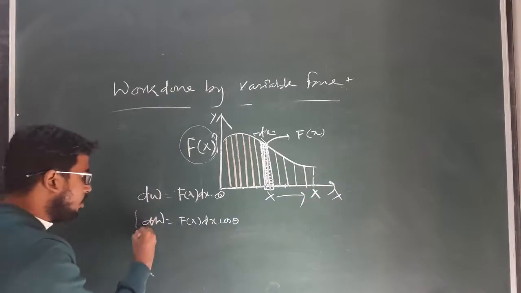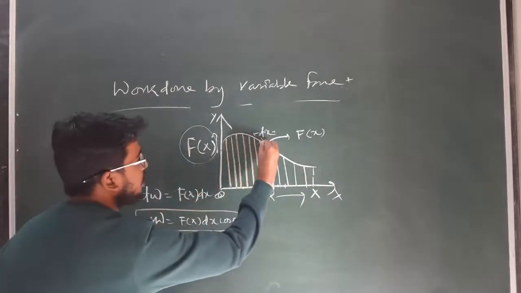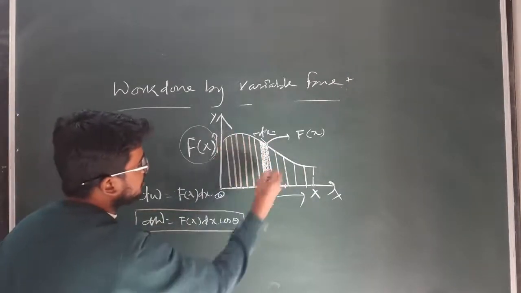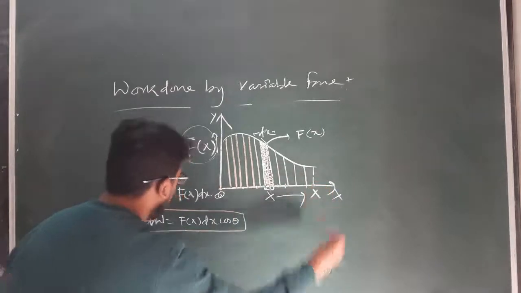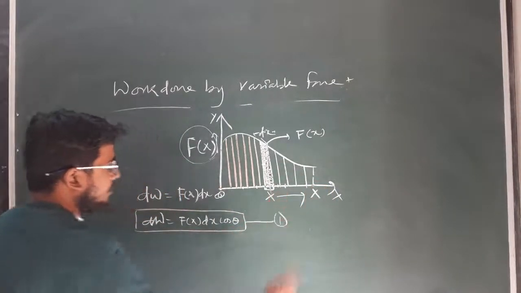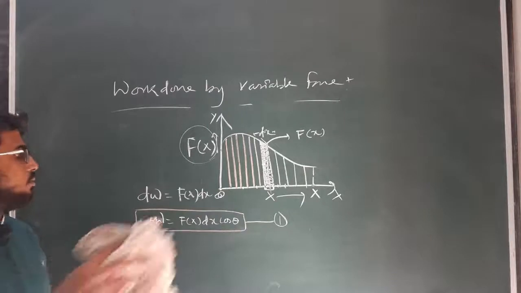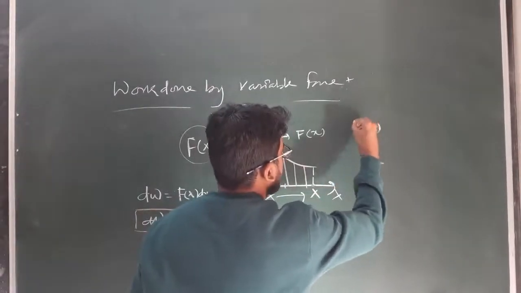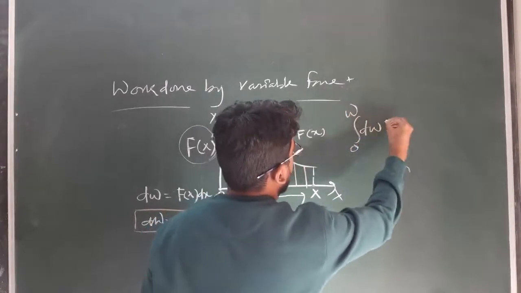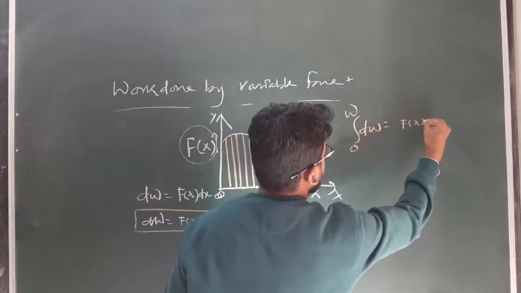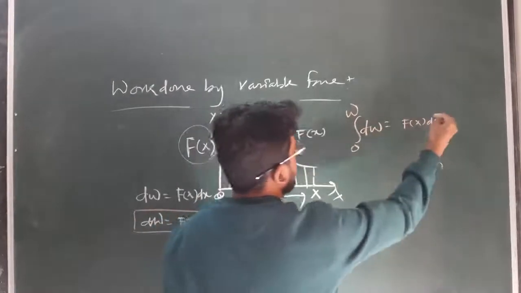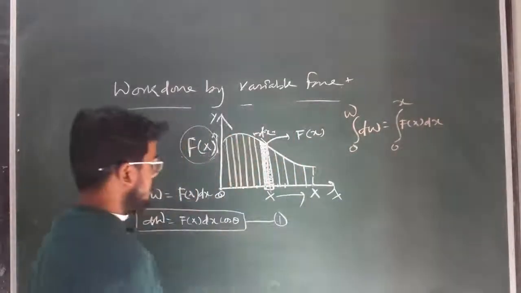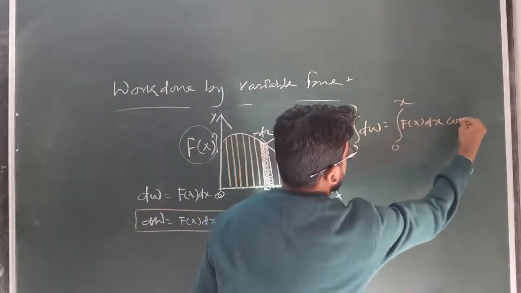So this is the amount of work done dW for this small given region dx. But we have to find out the total work done by displacing the body from origin to x. So now integrating equation 1, we will get what? Integration of dW from 0 to W will be equal to the integration of f of x dx from 0 to x, with cos theta included if theta is taken.